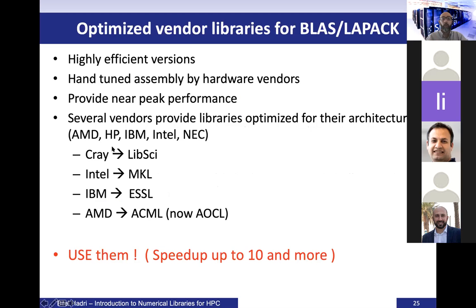So for example, here you have Cray. On Shaheen, you will need to use libsci. You have Intel, so you use MKL. For IBM, it will be ESSL, and if you would like LAPACK, it will be PESSL. For AMD, it used to be called ACML, and now it's called AOCL, so this is new. By just linking and compiling with this library, your code will not change. If you call the BLAS, you can get a speed up of more than 10.